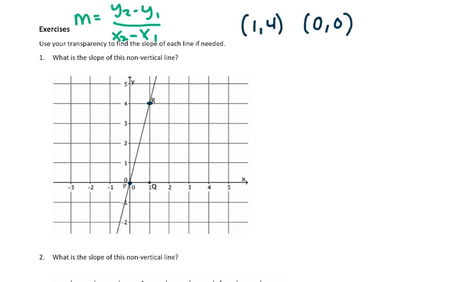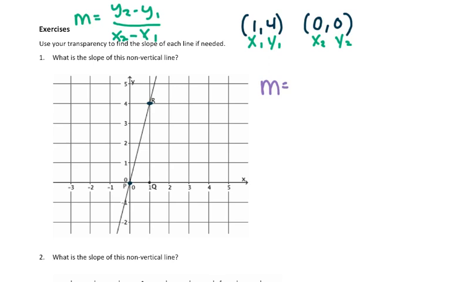And this is just saying we're trying to figure out the vertical change with the y coordinates and the horizontal change with the x coordinates. So we can label these. This is our first x coordinate and our first y coordinate, our second x coordinate and our second y coordinate. So then we can just plug it into the equation.